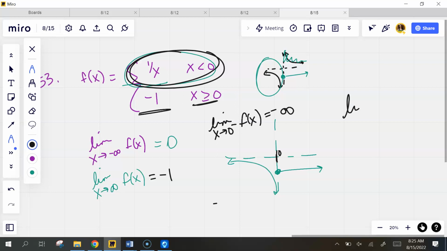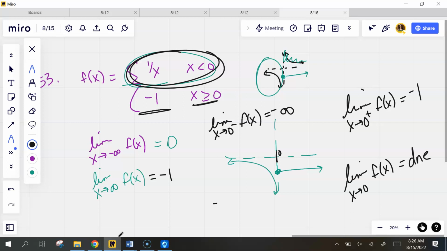How about the right side of 0? This side. So what's the limit as x approaches 0 of f of x? Good job. I was trying to trick you. It does not exist. Why does it not exist? Limit from the left is not the same as the limit from the right. Good job, y'all.